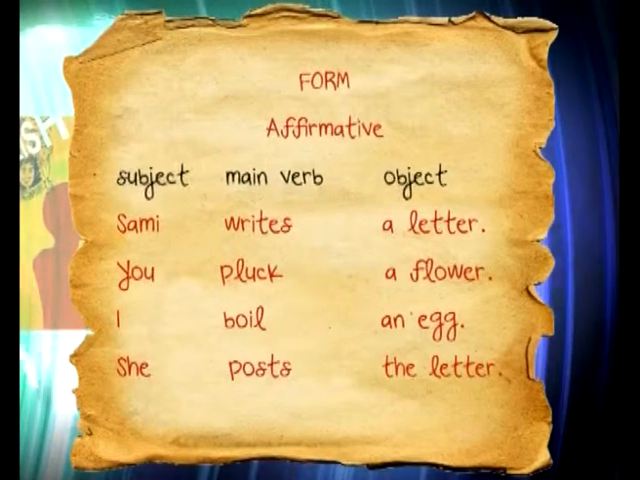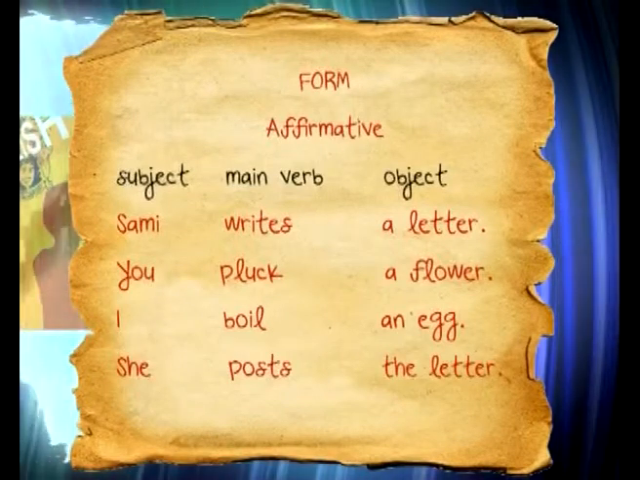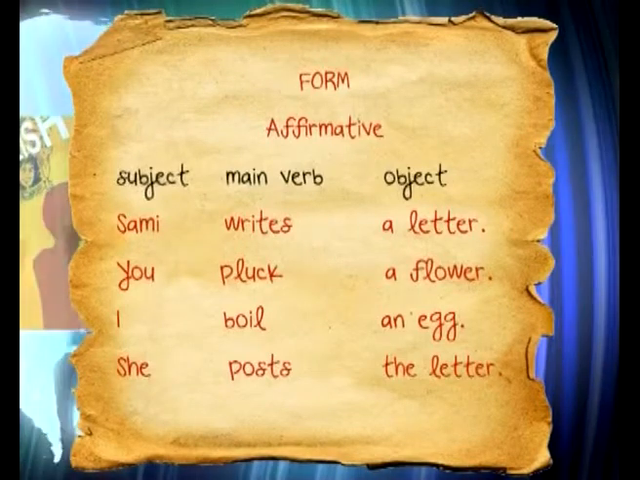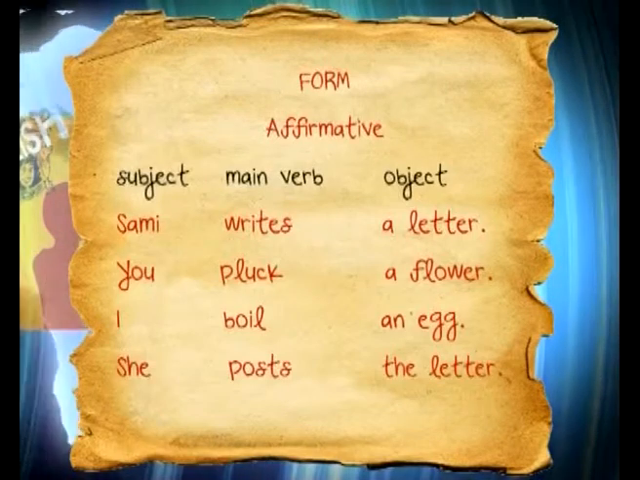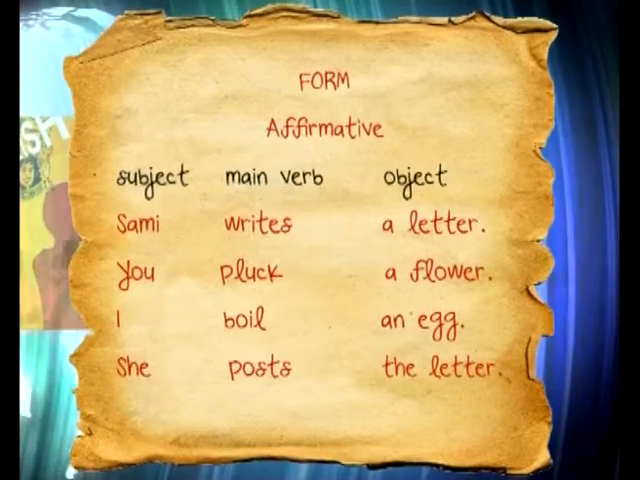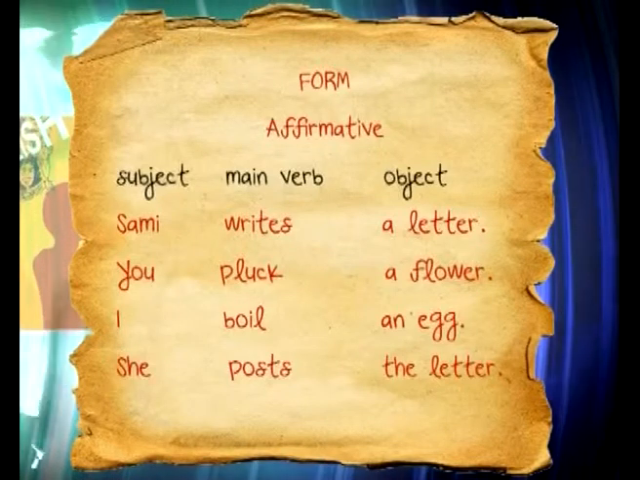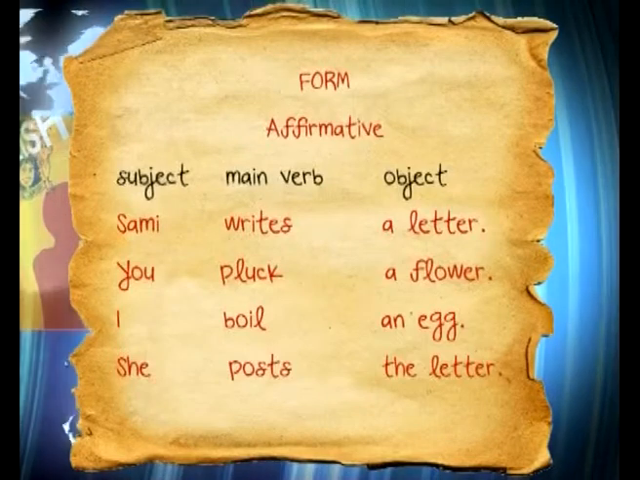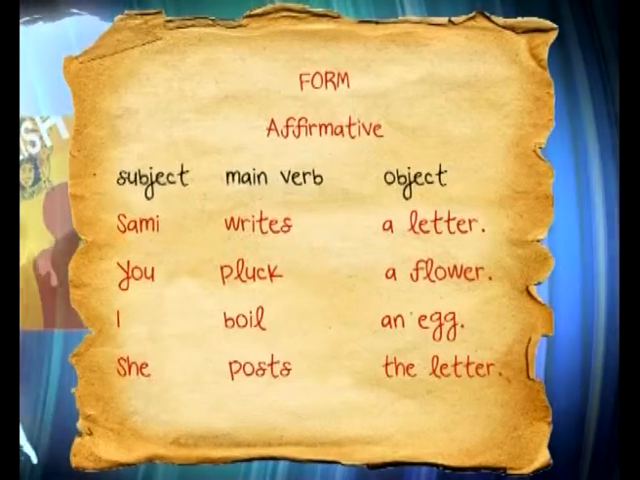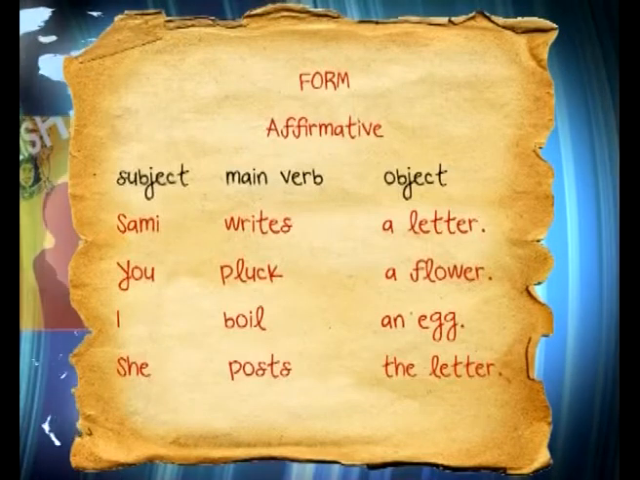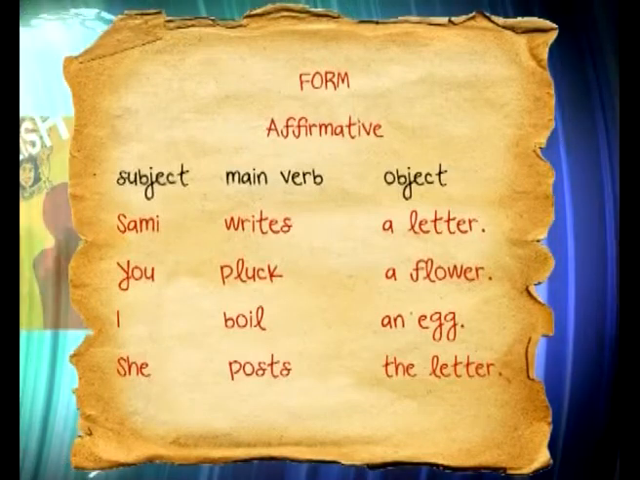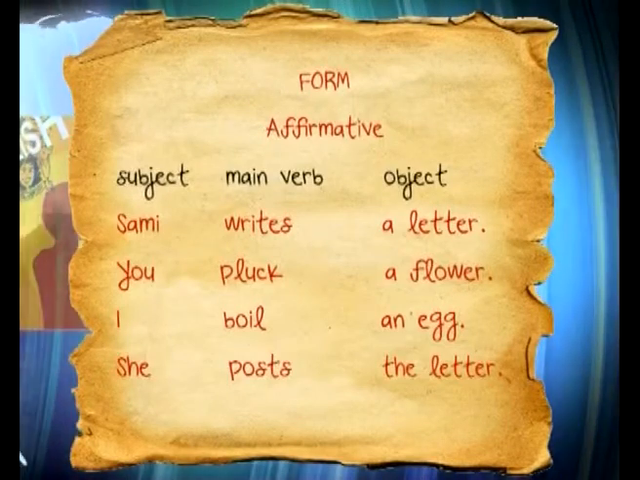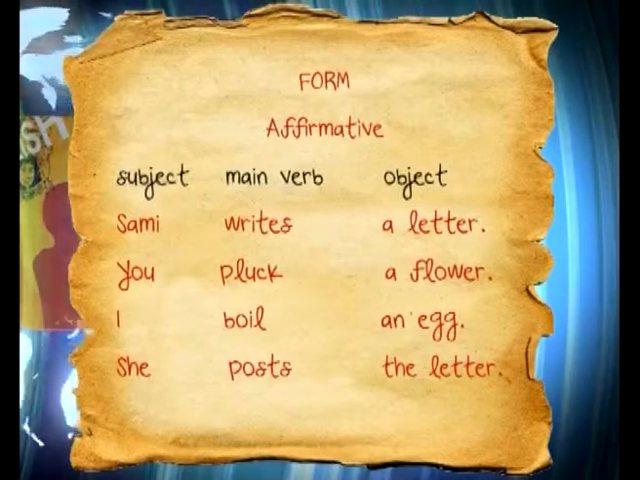When we use single person's name, let's say Sami, Sarah, anybody, we use S or ES with the main verb. That's where the sentence is Sami writes a letter, Ali plays football, etc. You pluck a flower. It means when we use you, we don't need to use S. So the base form remains same. Similarly, I boil an egg. With I, we don't use S, as we don't use with you and we as well. She posts the letter. With pronouns he, she, it, we do use S. If you don't use it, the sentence will be wrong.